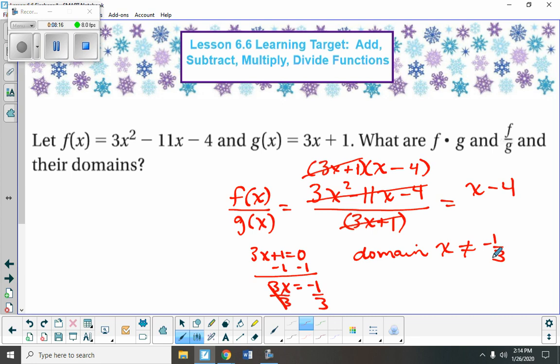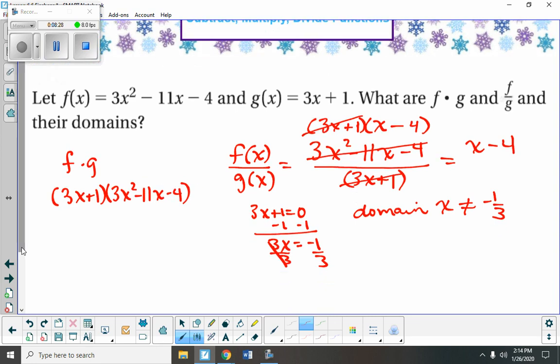Just real quick here, it also asked about what is f times g. So that would be 3x plus 1 times 3x squared minus 11x minus 4. And I will go back and do that one for you. It's been a while since we've done that. Again, this is double distribute. So we're going to multiply 3x times everything. So that would be 9x cubed minus 33x squared minus 12x.